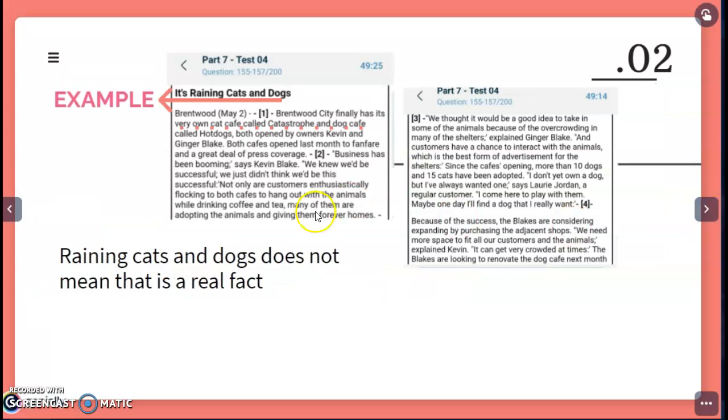So we have here in this paragraph, "it's raining cats and dogs." This is not a real fact. It's not going to rain cats and dogs. So we have to interpret the information. It's supposed that it's going to be raining heavily. But in this passage it means that it is the name of a restaurant for animals. So we have to interpret the information.